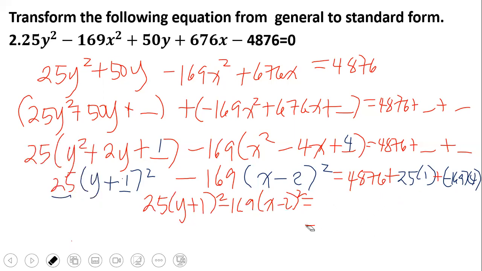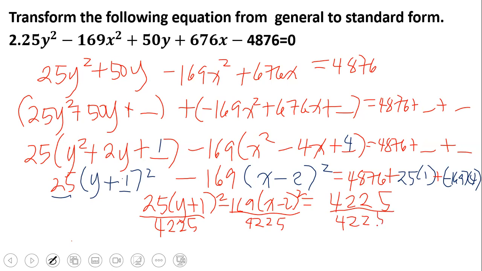So simplify all the values on the right side. So this will become 4,225. So don't forget to divide by 4,225 to all terms. So to become standard form, this will become quantity y plus 1 squared over 169 minus quantity x minus 2 quantity squared over 25 is equal to 1.